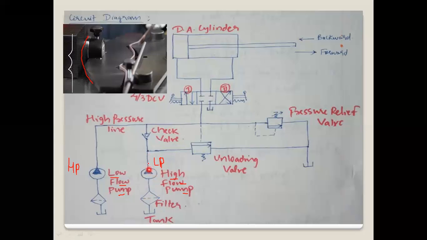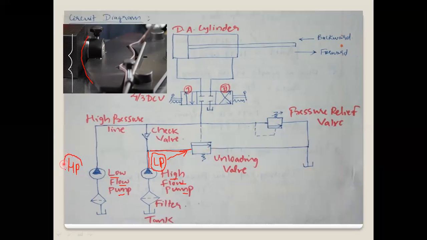One thing you can observe here is that for the high flow pump, the connection is such that I am using the unloading valve. So what is the function of the unloading valve? It unloads the oil, which means it dumps the oil to the tank at a lower pressure or no pressure. Since the pump here is low pressure, I have to use this unloading valve. From the unloading valve, oil will be returned to the tank.